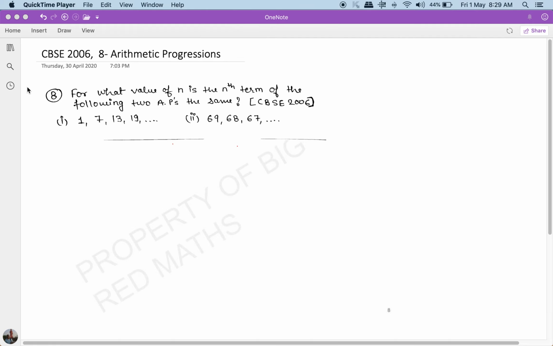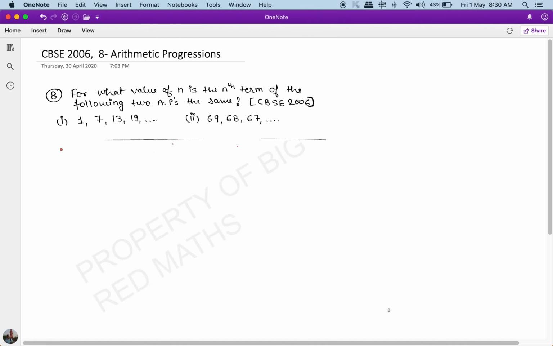This is the eighth question in this chapter. I will strongly urge you to go back and watch the previous questions as well. The link to the entire playlist is down there in the description, and this question was asked in the CBSE examination of 2006. Okay, so the question says, for what value of n is the nth term of the following two APs same?